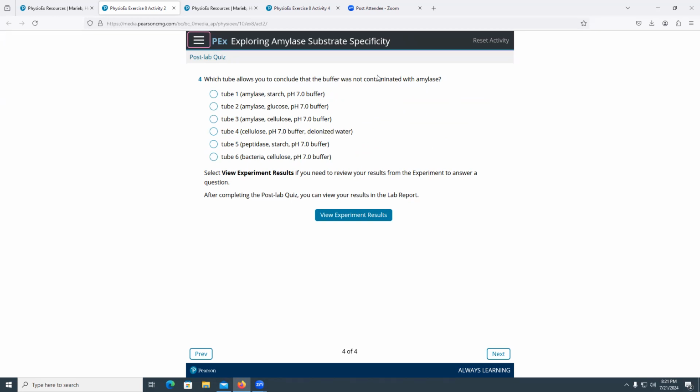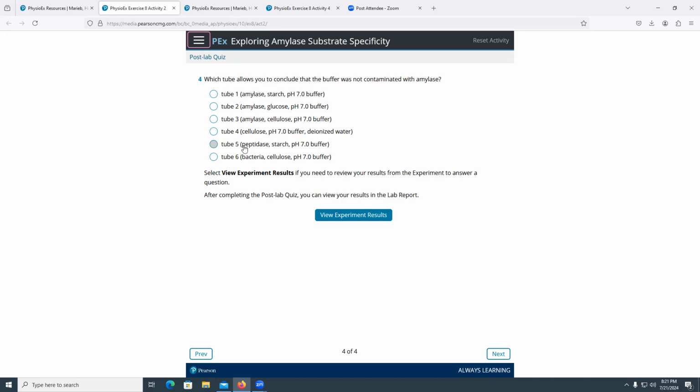Which tube allowed you to conclude that the buffer was not contaminated with amylase? So if I want to ensure that there is no amylase contamination, that means the tube is not supposed to have amylase. So those three are wrong. So the answer is one of those three. So which one shows that there is no contamination with amylase? I know that cellulose can never be broken down by amylase. So here I can have some amylase contamination and I still will have no product. So that's not true. So the answer is either 5 or 6.